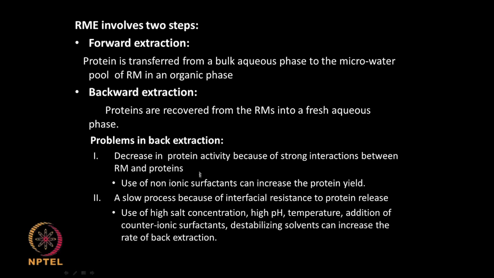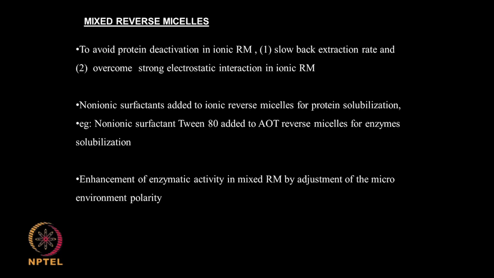The backward reaction is a very slow process, because of the interfacial resistance to protein release. So, we can use high salt concentration, high pH, temperature, addition of counter ionic surfactant, destabilizing solvents, all these we can add. You have to be very careful that you do not reduce the activity of the protein which you have extracted originally, okay, that is very important.